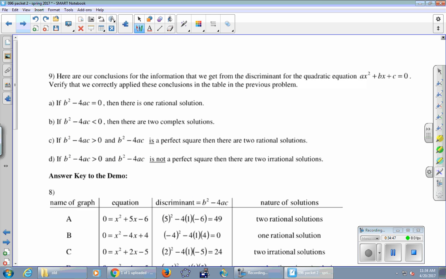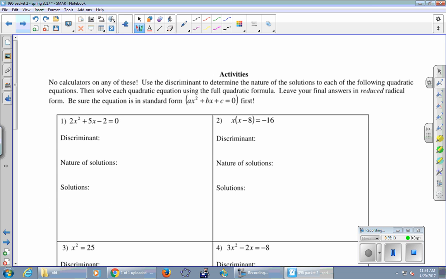So all of that is written here in this A, B, C, and D. I'll just read C, and you can read the rest of them later. If b squared minus 4ac is positive and is a perfect square, then there are going to be two rational solutions. That's what's written on the previous page. So we got our four cases.